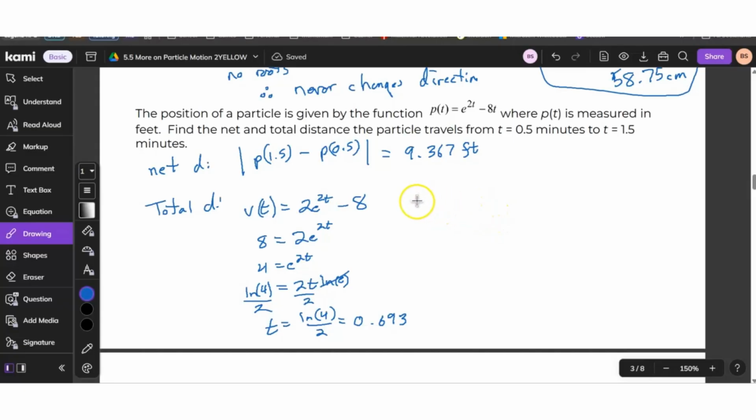So that means that my total distance is going to be equal to the absolute value of p of 1.5 minus p of 0.693, plus the absolute value of p of 0.693.